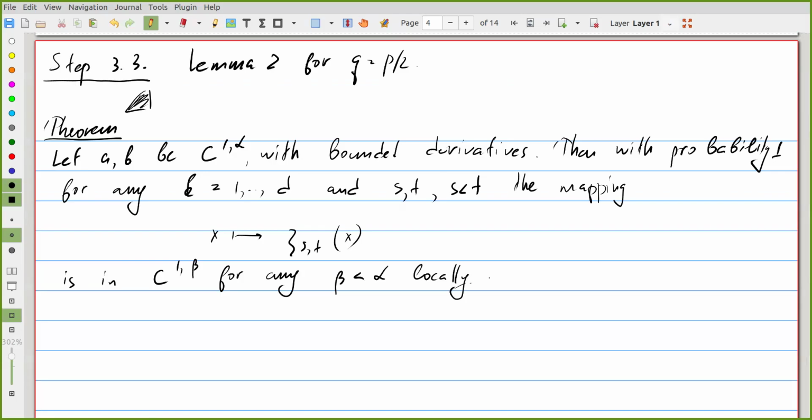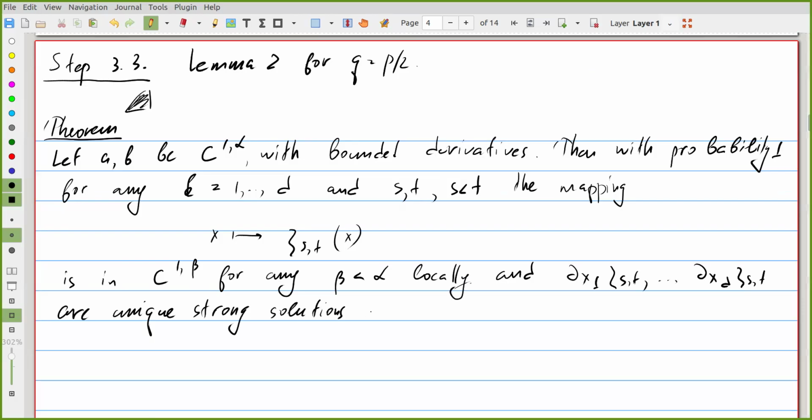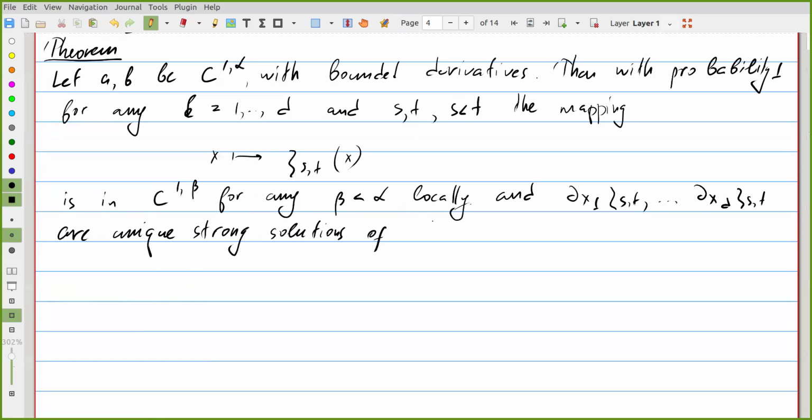And these derivatives are unique, strong solutions of the following system of d squared one-dimensional SDEs. Let's write them.